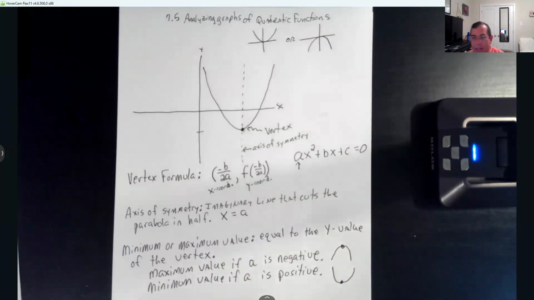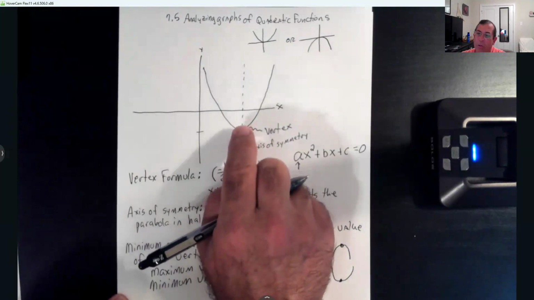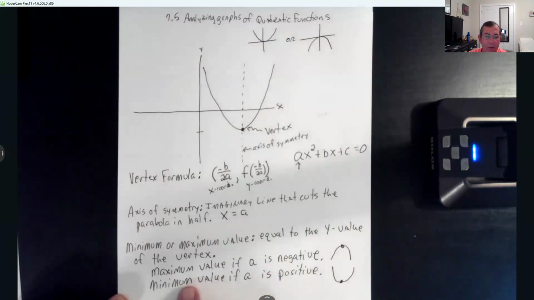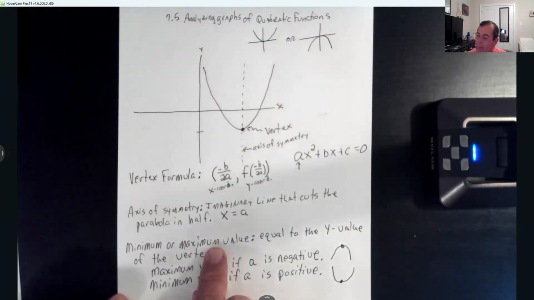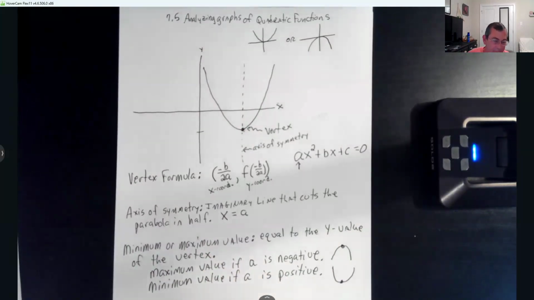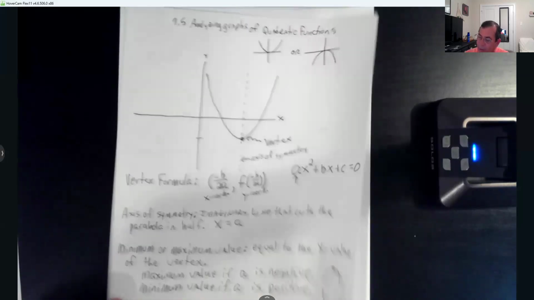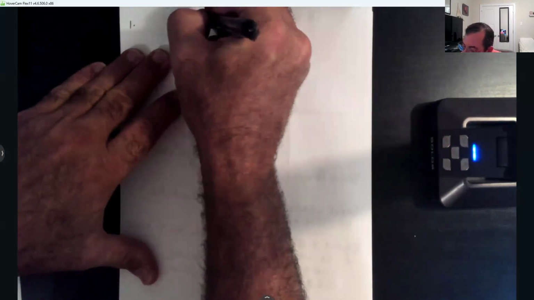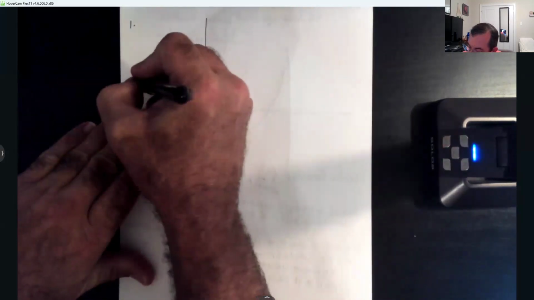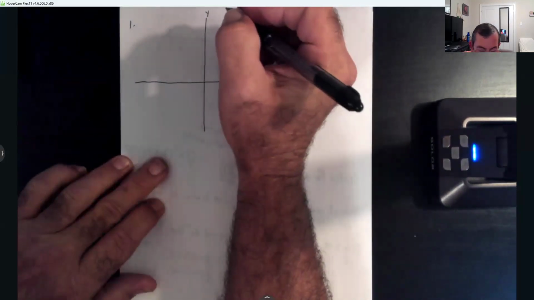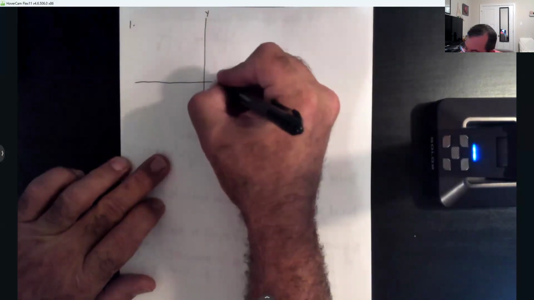All righty, so the trick is finding that vertex point. Once we got that vertex, we'll know what our axis of symmetry is. It'll be x equals the x value, and we'll know if we got a minimum or maximum value. All right, so let me show you the first example they do. So for number one, they're going to give us a graph here. And let's see, let's go out about 5.